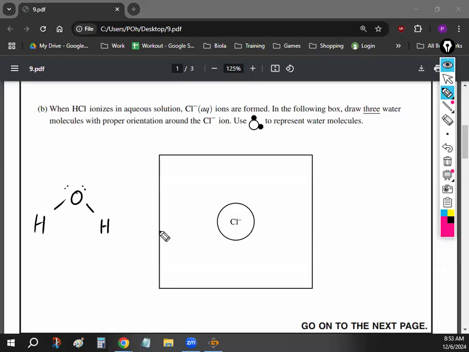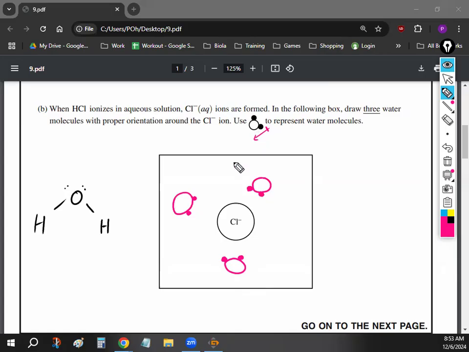Now, we have to take a look at the polarity of it. If you remember, water is going to have a partial negative towards the oxygen, and that means the side with the hydrogens is going to be partially positive. And so if you take a look at the chloride ion, this is negative, and so it's going to be attracted to the partial positives of the hydrogen. So you can orient it just like this. As long as the hydrogen side is facing the chloride, you're good to go. And again, you can put them in whatever position you want, as long as the hydrogens are facing the chloride and the oxygen is facing away.